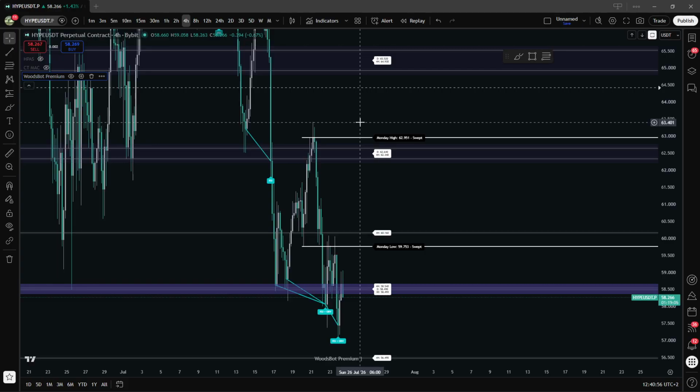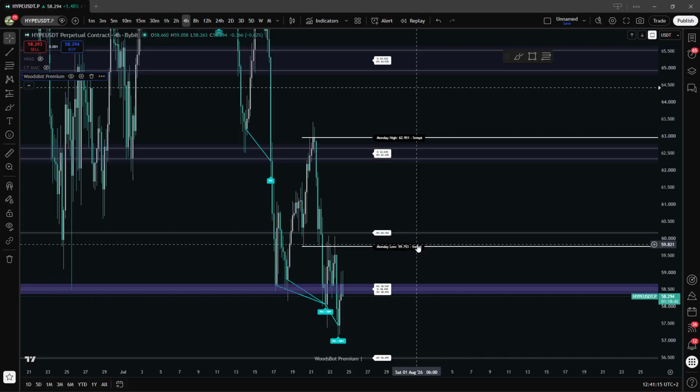Right now we are on the hyped chart, and you can see there it says the Monday high range got swept, as well as the low. Now, what does this mean? Basically, like in every range you trade, liquidity is the most important factor in my opinion.